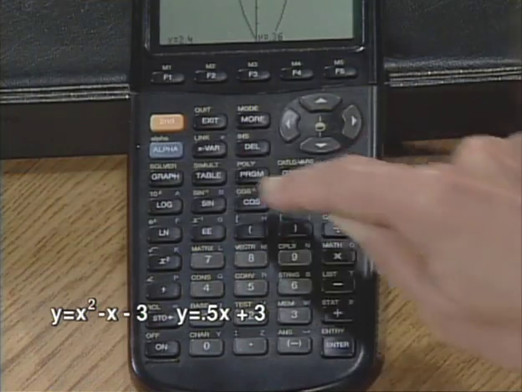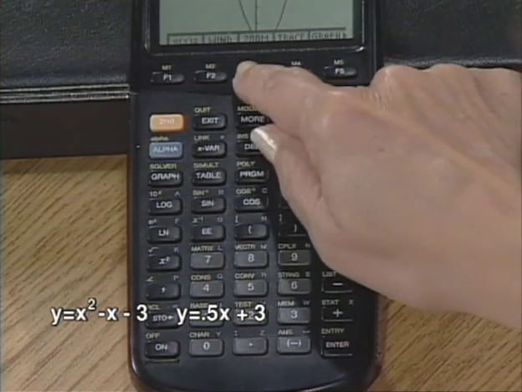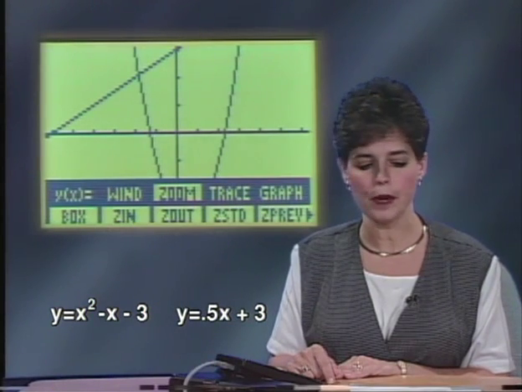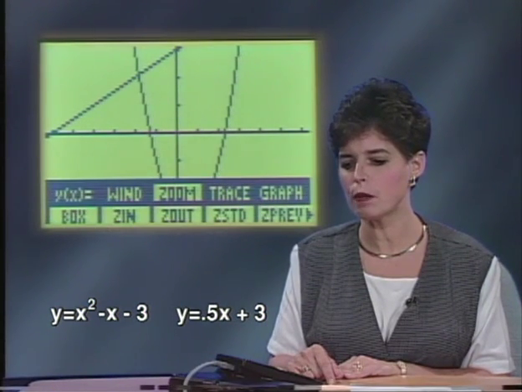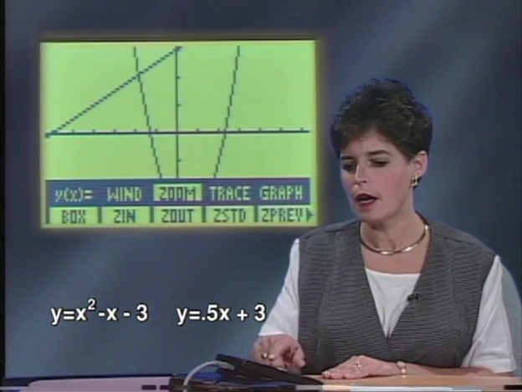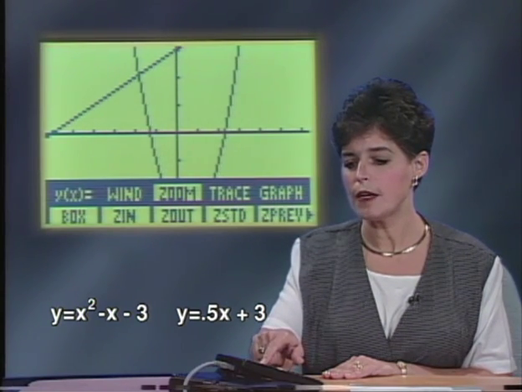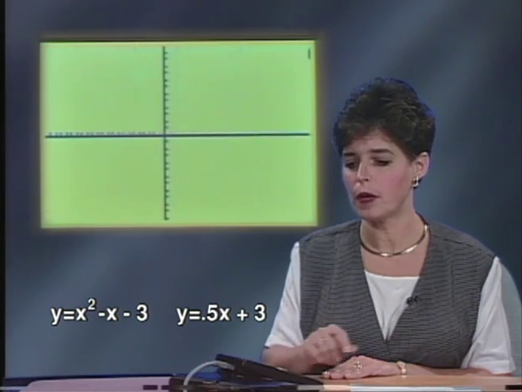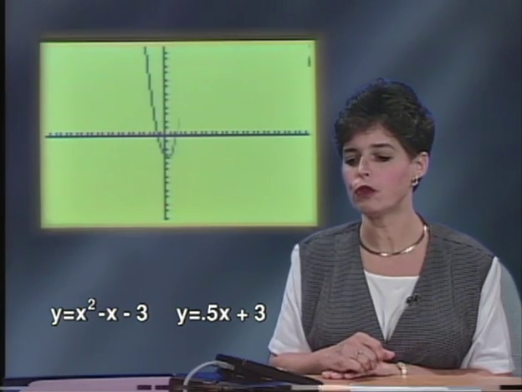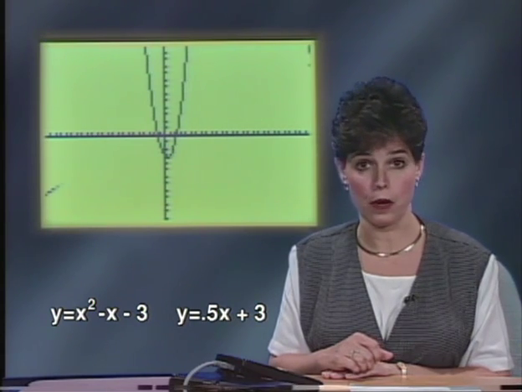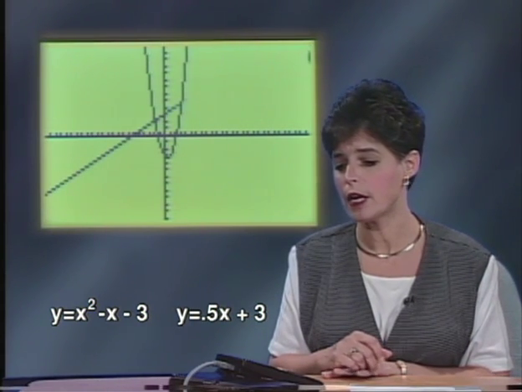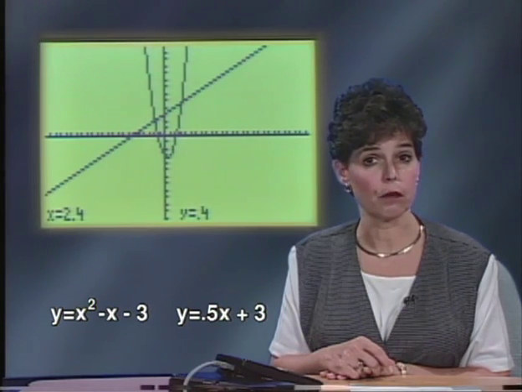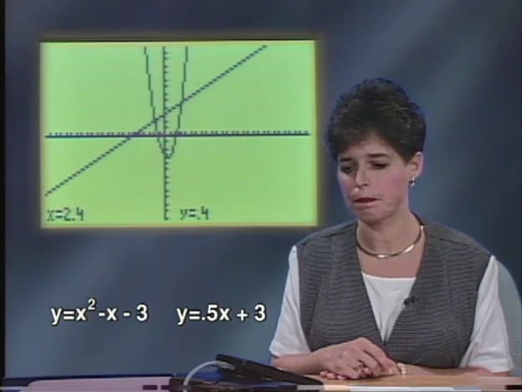Let's go into the graph menu again and look at some more zoom capabilities. Press F3 for zoom, and let's zoom out. Okay? If I go to F3, nothing happens until I hit enter. And my calculator is going to zoom out because I chose zoom out, and it's going to zoom out according to where I left my cursor the last time.